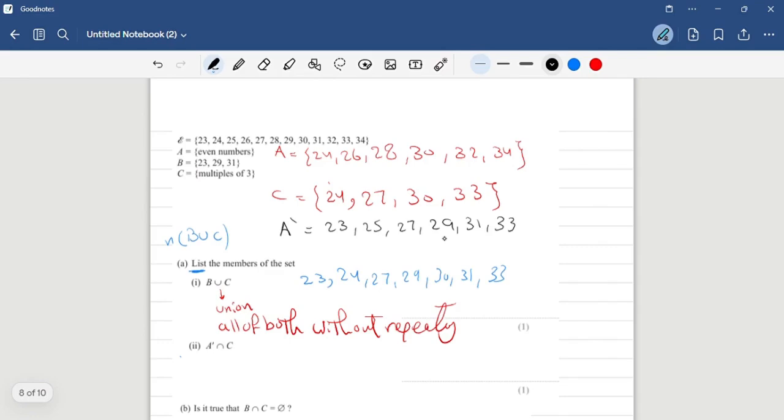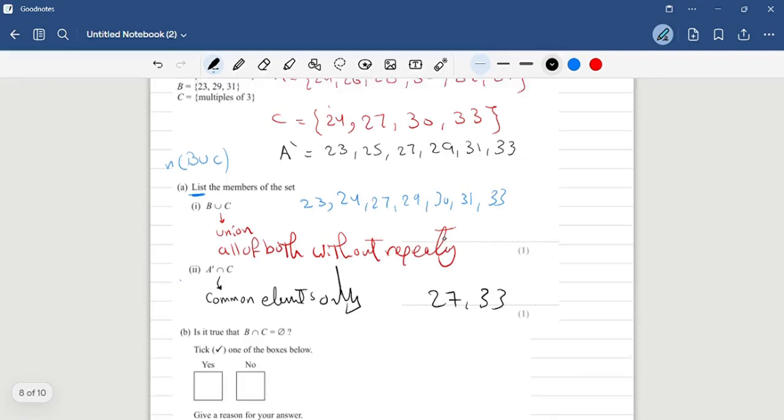And he said intersect C. Intersect means common elements only. So, what is the common element between A dash and C? We can note that the common elements between A dash and C for this situation will be 27 and 33. You understand it?